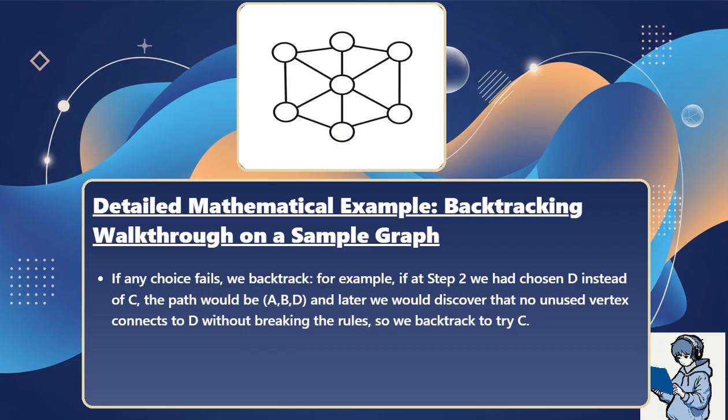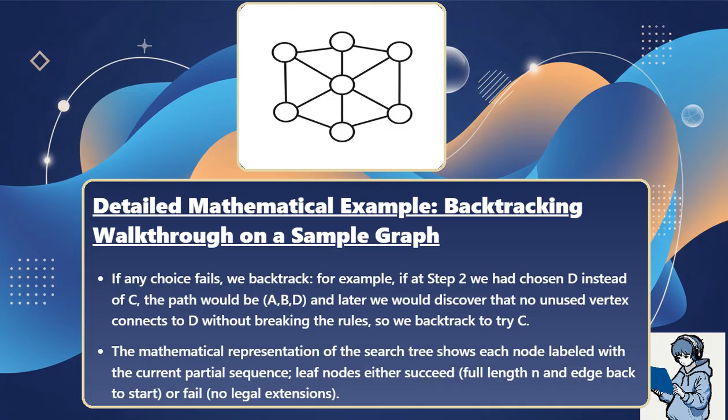If any choice fails, we backtrack. For example, if at step 2 we had chosen D instead of C, the path would be A, B, D, and later we would discover that no unused vertex connects to D without breaking the rules. So we backtrack to try C. The mathematical representation of the search tree shows each node labeled with the current partial sequence. Leaf nodes either succeed, full-length n and edge back to start, or fail, no legal extensions.